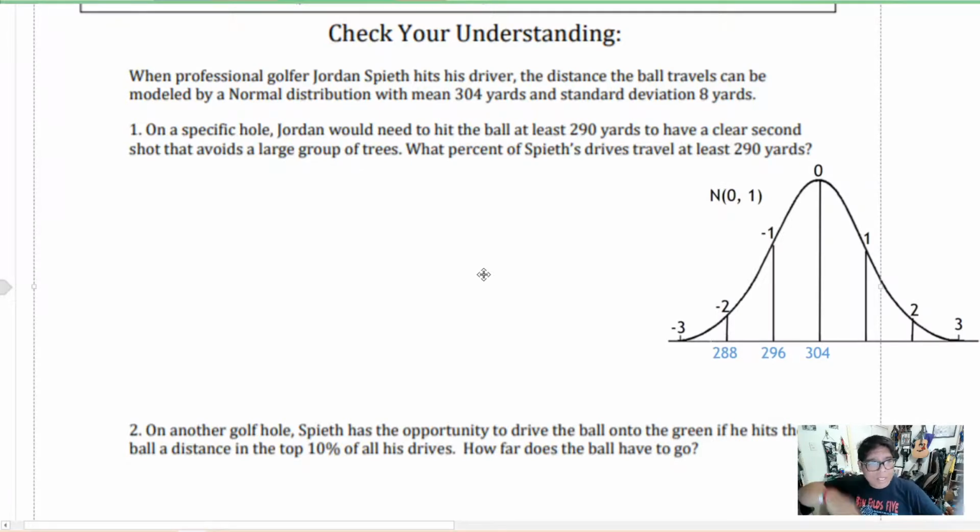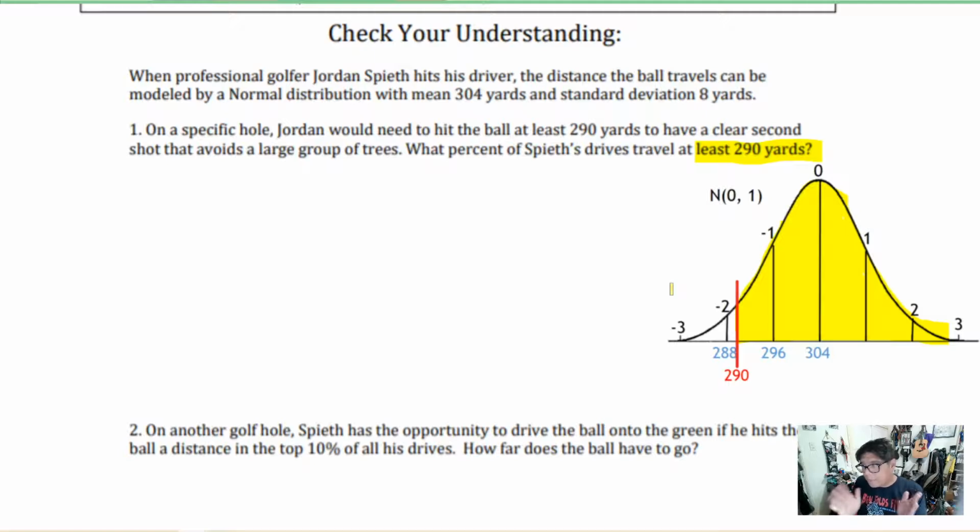Now I know exactly where 290 is, so I'm going to draw that in. And then I'm going to shade in the area that's at least 290 yards. So now that gives me a pretty good idea about the area I'm looking for.